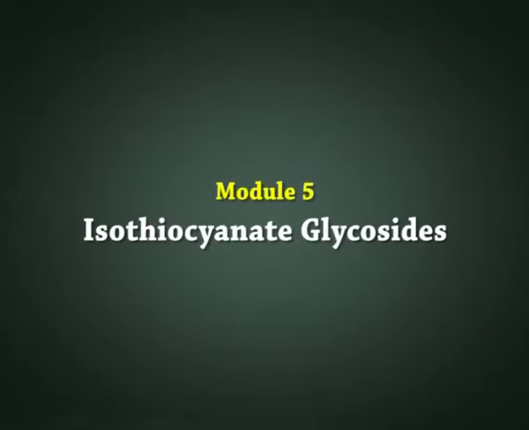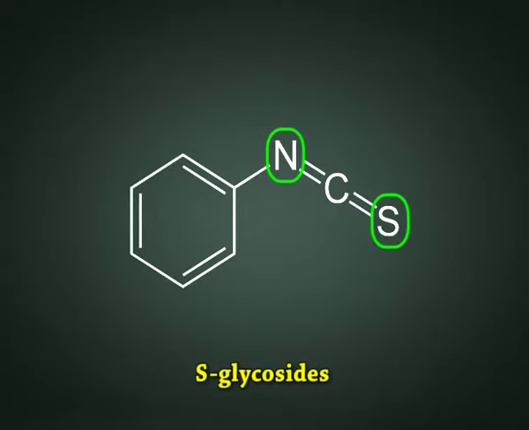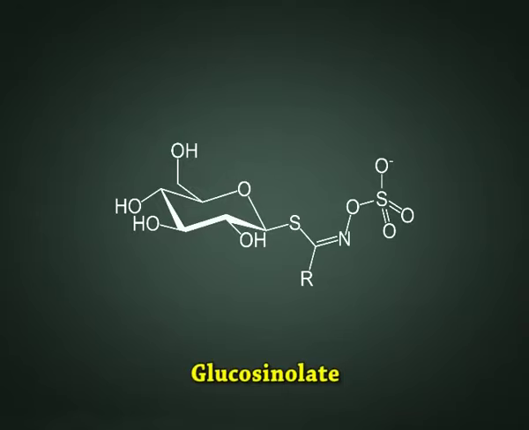Let's now look at module 5, which is going to discuss the isothiocyanate glycosides. Isothiocyanate glycosides are compounds of natural origin with an isothiocyanate aglycone. That means it contains a sulfur and a nitrogen atom attached to the glycosides. They are also known as S-glycosides as they contain a sulfur group and sometimes referred to as glucosinolate compounds because they usually contain beta-D-glucopyranosyl in the side chain of the S-glycoside.